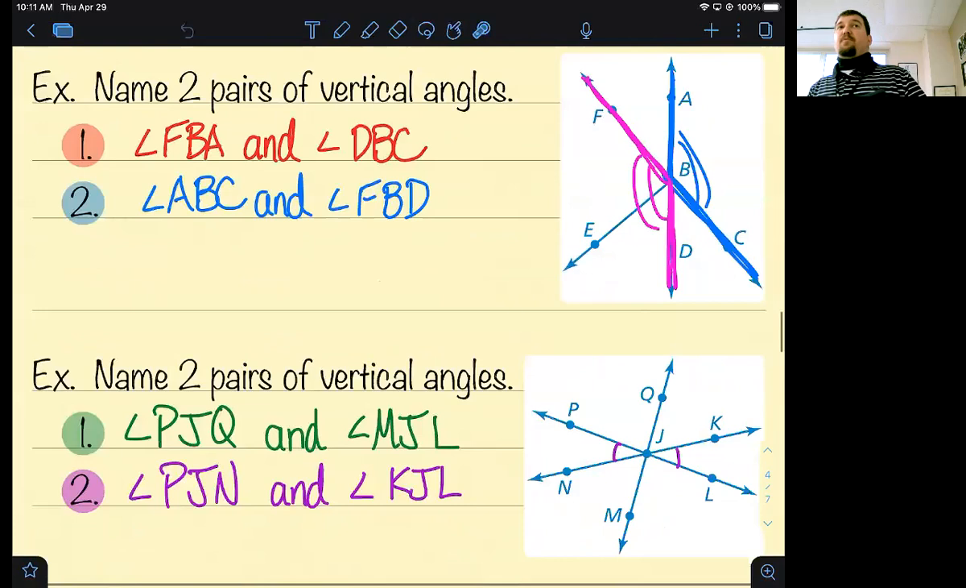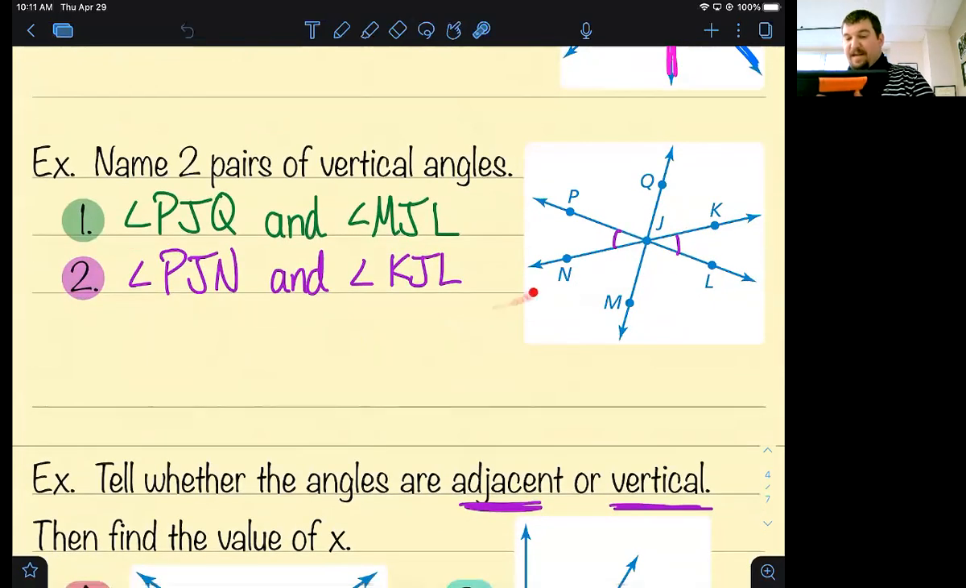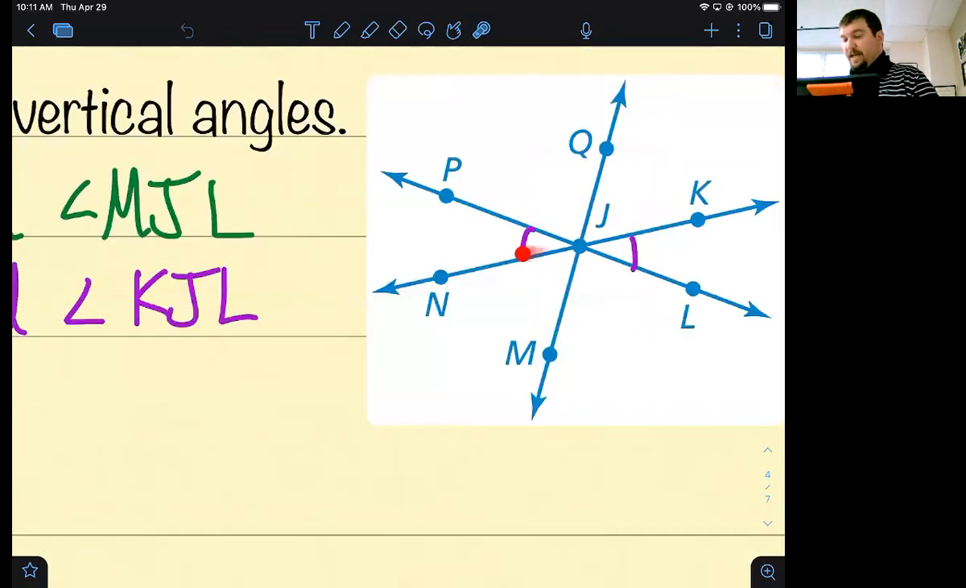So this was another one of your questions here. Name an angle that is vertical from angle PJN. There's only one this time. There's angle PJN, this angle here, purple. The one that opens up opposite from it, angle KJL. And they're the same exact size. True or false? Adjacent angles are always the same size.